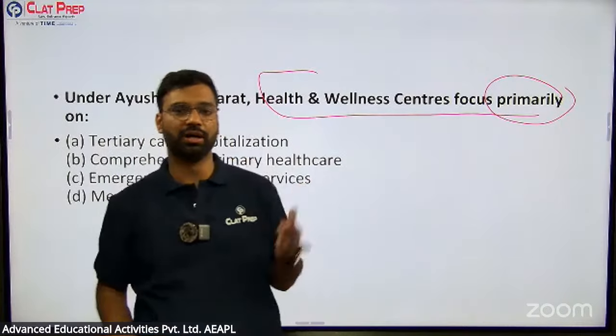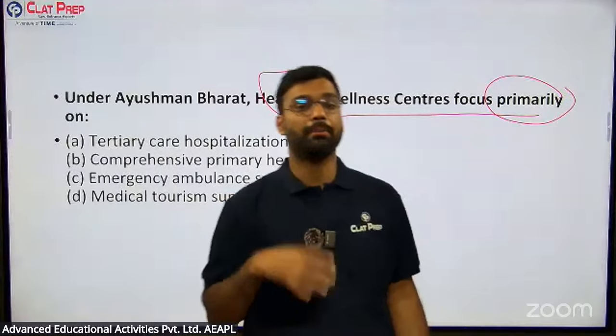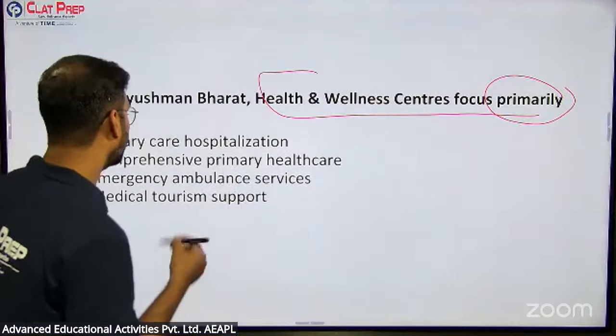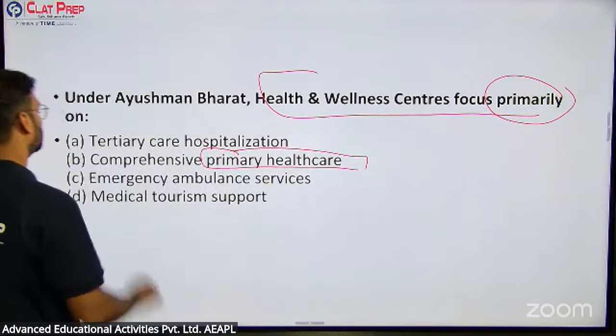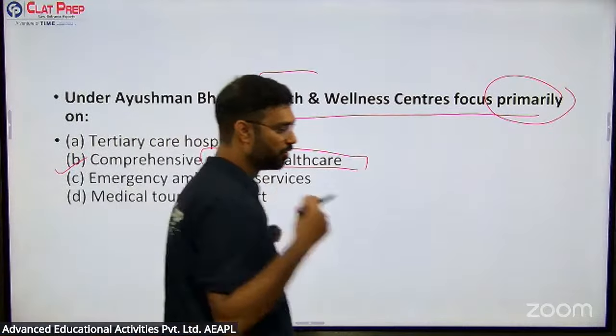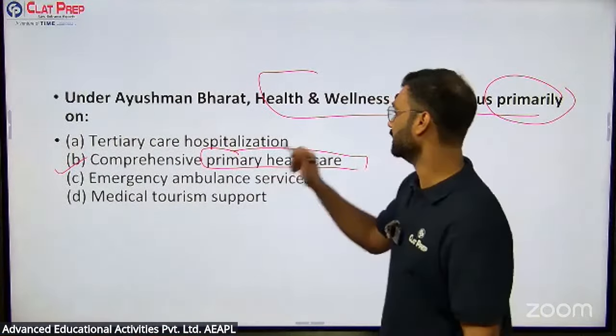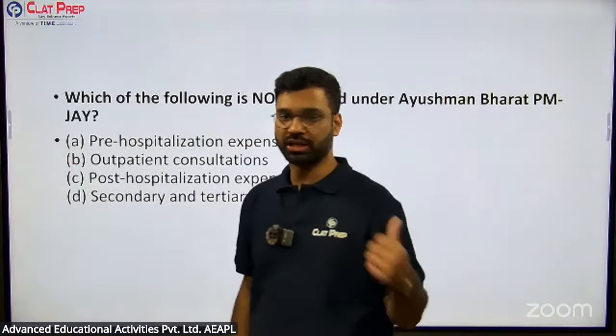Now, just moments ago, I told you that health and wellness centers are primarily focused on primary healthcare, right? Comprehensive primary healthcare is the correct answer. This is the correct answer. Comprehensive primary healthcare is the primary focus area of health and wellness centers under the Ayushman Bharat scheme. Okay, moving on to the next question.